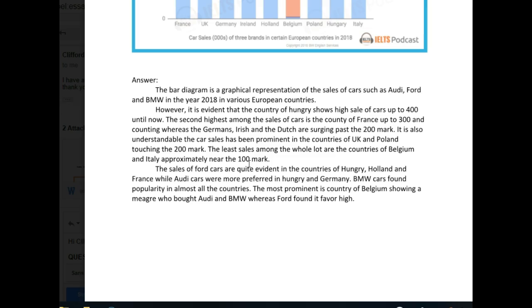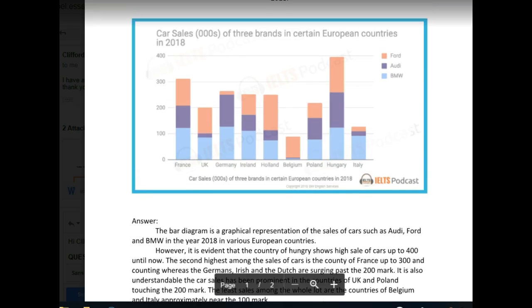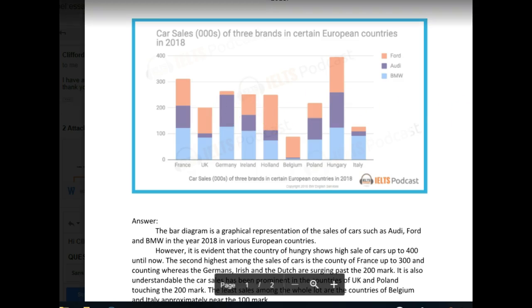The sales of Ford cars are quite evident in the countries of Hungary, Holland, and France. What do you mean they're quite evident? Ford is that orangey color. So Hungary, Holland, and France. Yeah, I can see that.